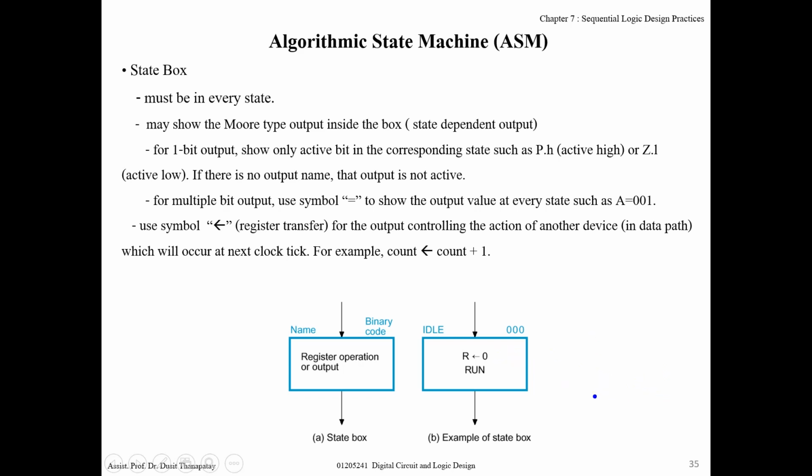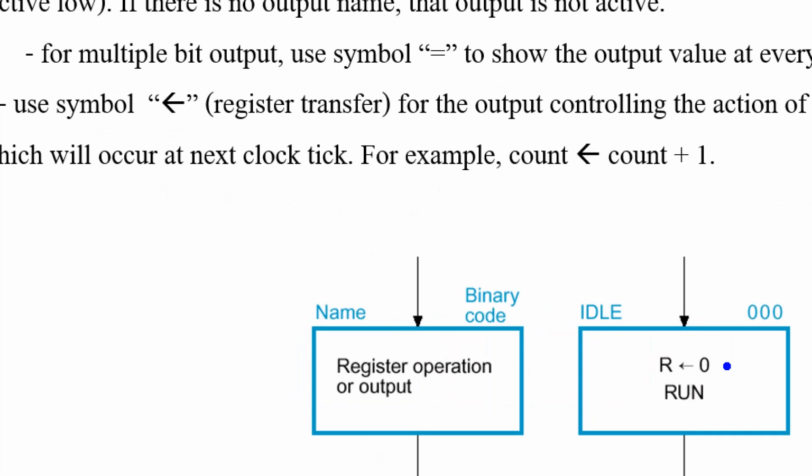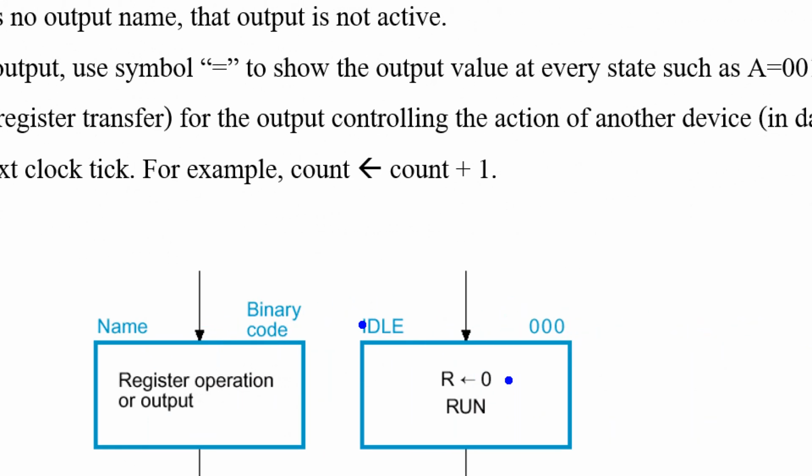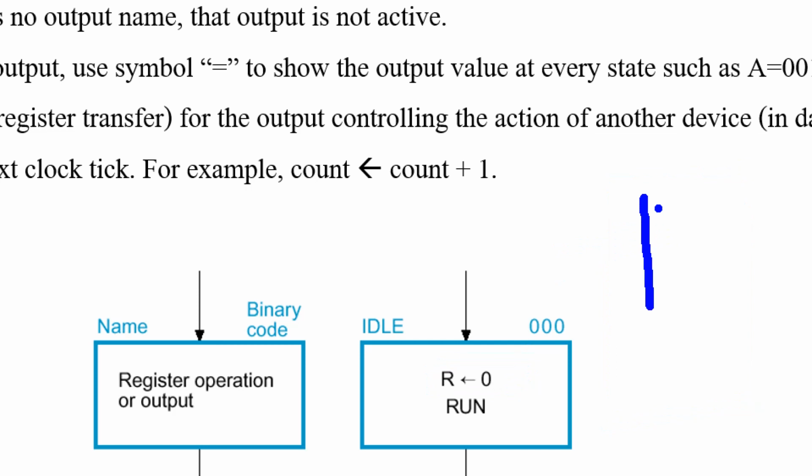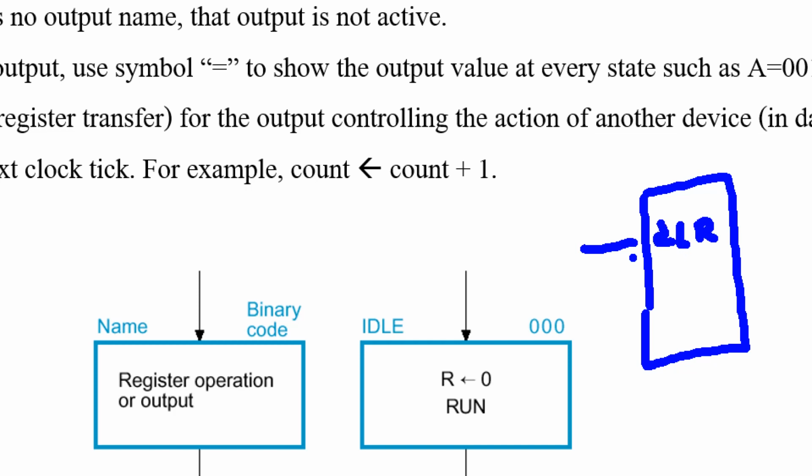But please remember that a register operation is actually just assigning a value to a control signal. For example, a register or counter sometimes has an enable signal. If I want to clear register R, maybe the register has a clear input, right? If I assign 1 here, it clears the register.